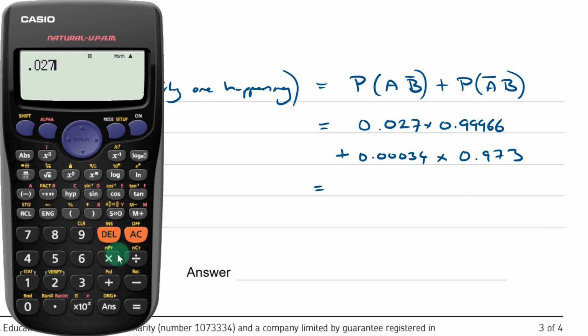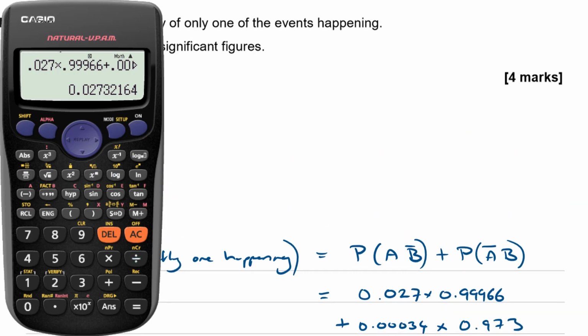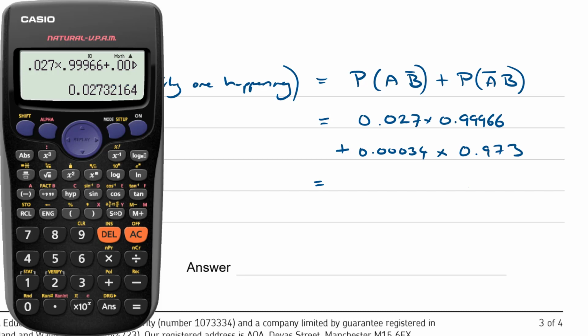0.027 times 0.99966 plus 0.00034 times 0.973. I make that 0.02732, and I've been asked to give this to 3 significant figures, so that's going to be 0.0273.